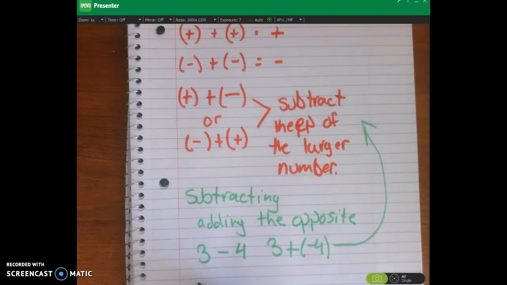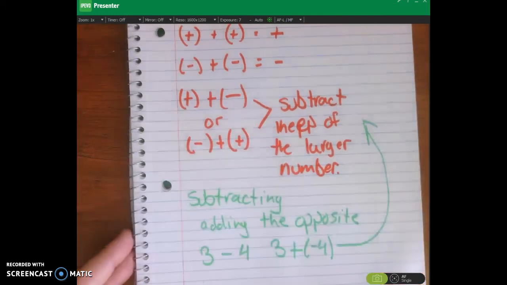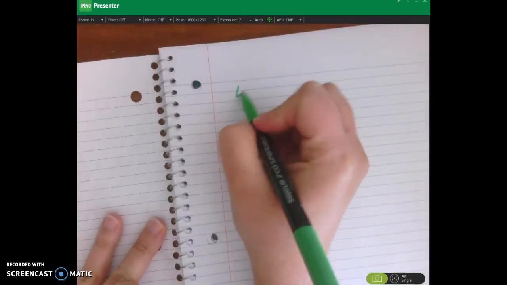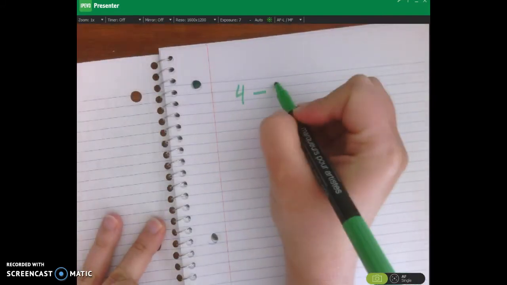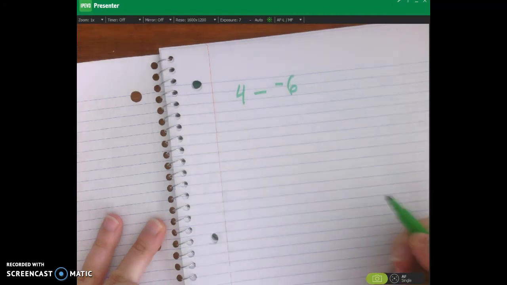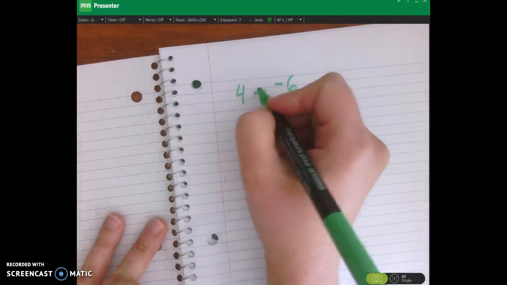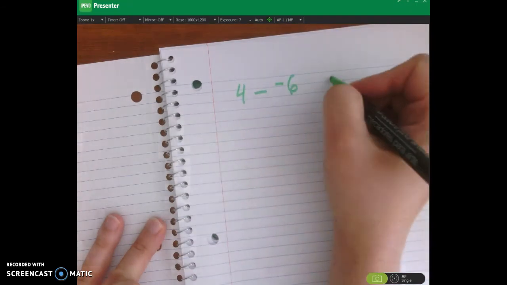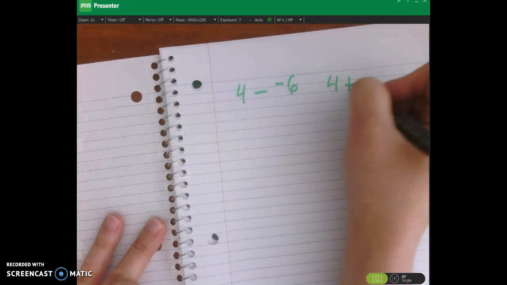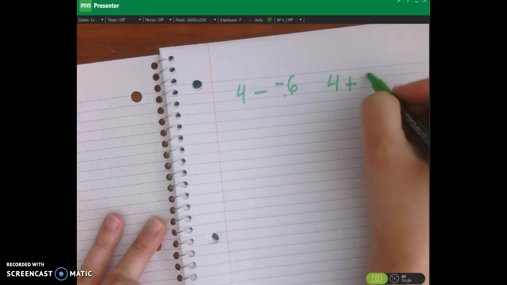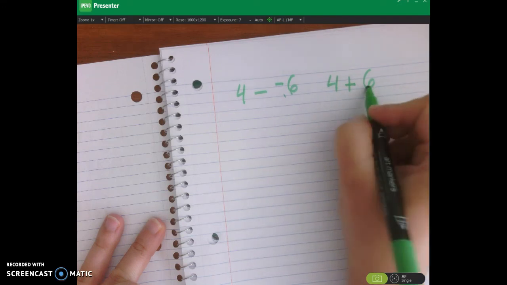If we had, let's say, I need to go to another page, sorry. If we had 4 minus -6, okay, we're going to do the same thing. We're going to change our subtraction to addition, and we're going to add the opposite. So the opposite of -6 is +6.